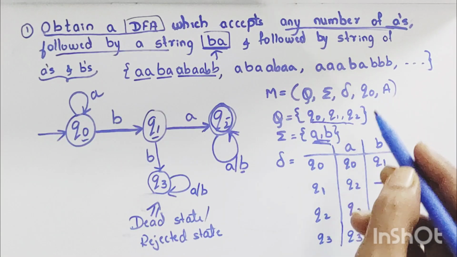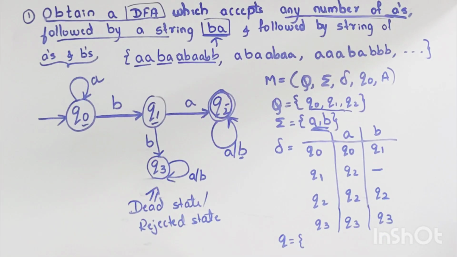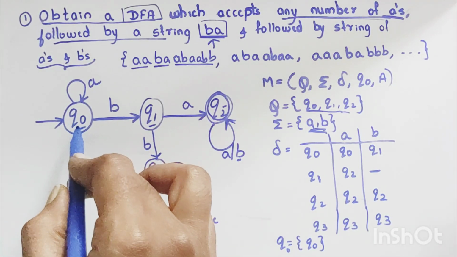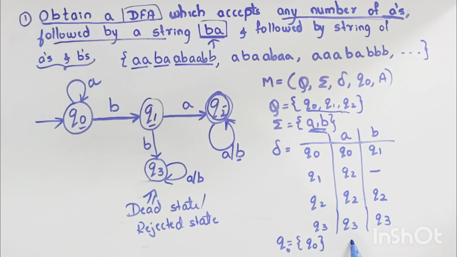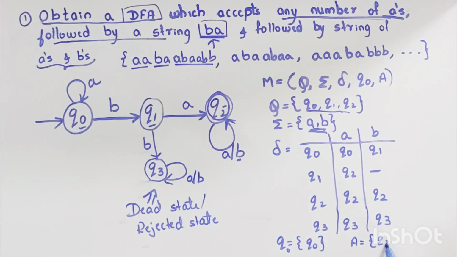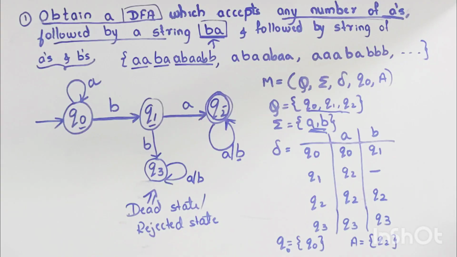And one more tuple is Q0. Q0 is nothing but the start state. In our obtained DFA, Q0 is represented with this Q0 state only. And A is the set of final states. Here there is only one final state, that is Q2. So the final DFA will be this one.